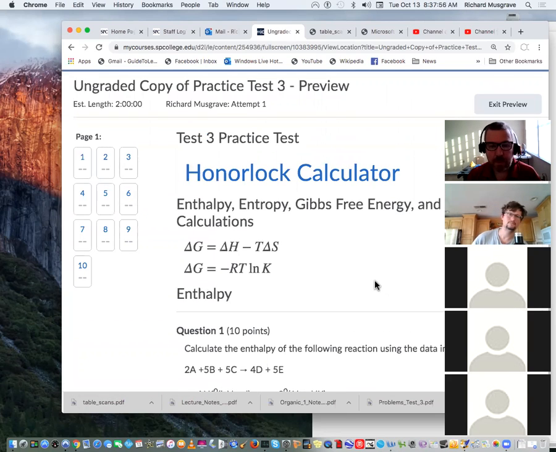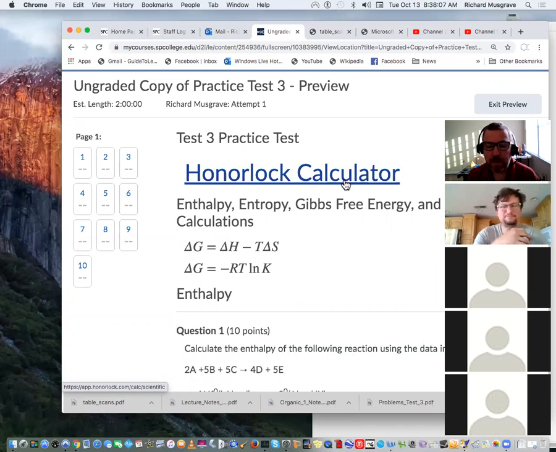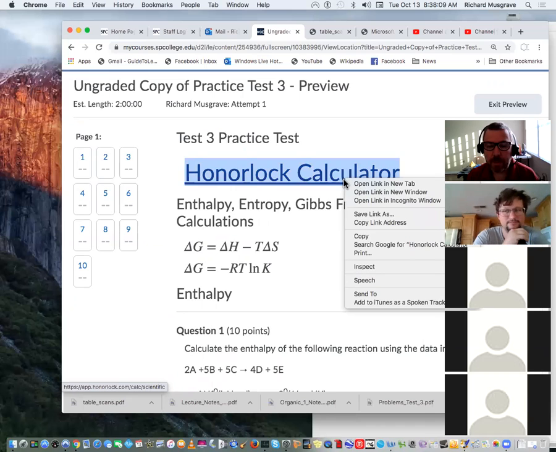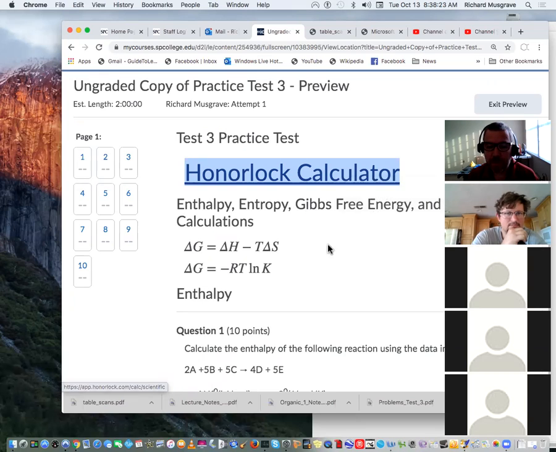So you'll notice that, first of all, I do have a link to the online calculator here, and what I strongly recommend is that you use this with the practice test. So open this in a new window. You can just right-click on it, open link in new window, and then use it next to the test while you're actually doing the test. Because you'll actually have to use it with the real test as well. So just keep that in mind.